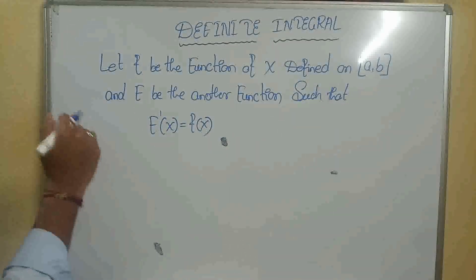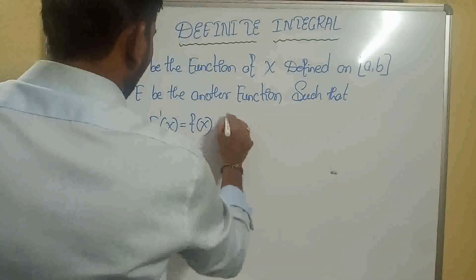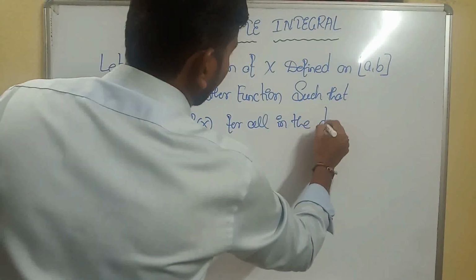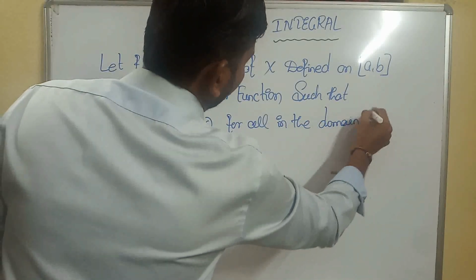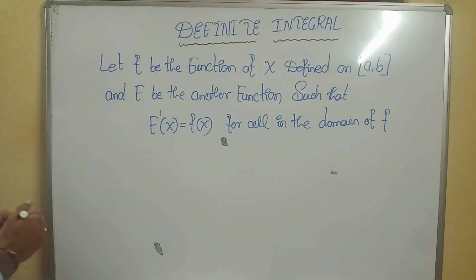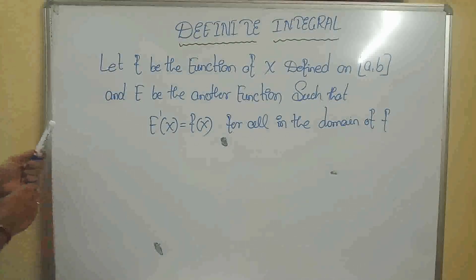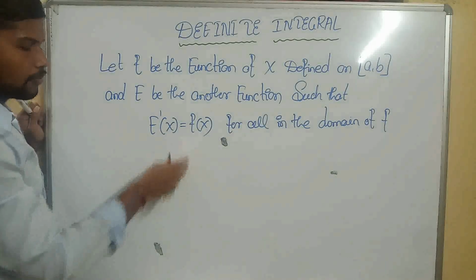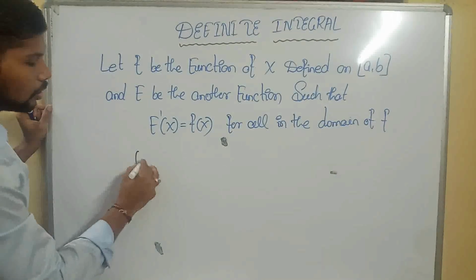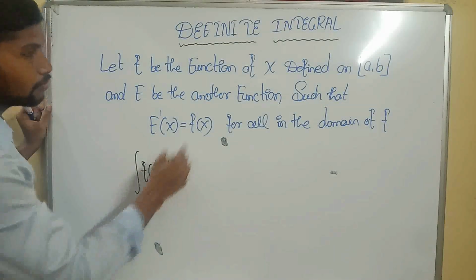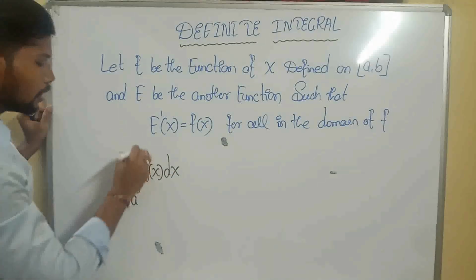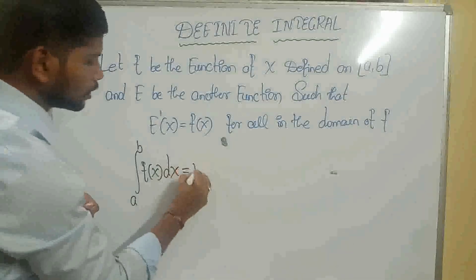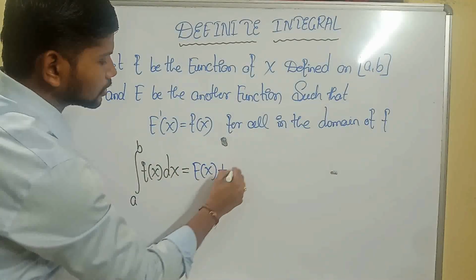Then the next aspect will be, for all x in the domain of f. The domain of f is nothing but that closed interval [a, b]. How do I define it? The derivative of capital F of x is small f of x, meaning the integral of small f of x dx over the closed interval a to b is equal to capital F of x plus c.